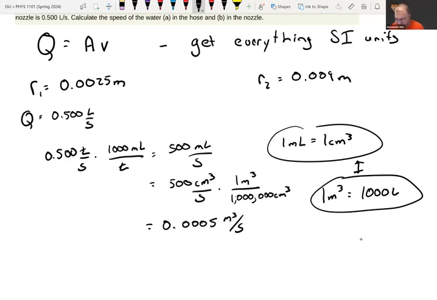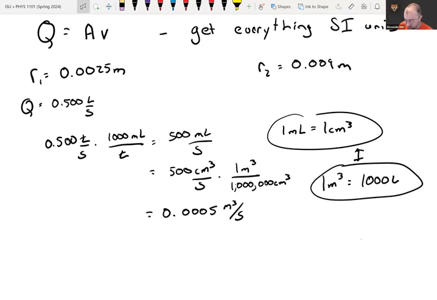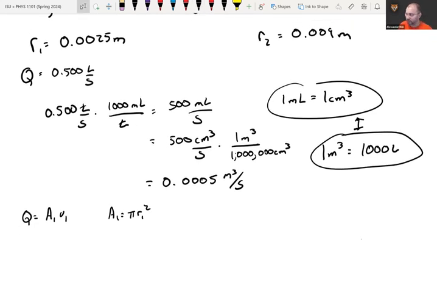All right, now that we're in SI, we can find our velocity in meters per second. So what we have is Q equal to A1 V1. As a reminder, A1 is pi R1 squared, because it's a circular cross-sectional area with the radius we were given. So we have 0.0005 is equal to 0.0025 squared times pi times V1.